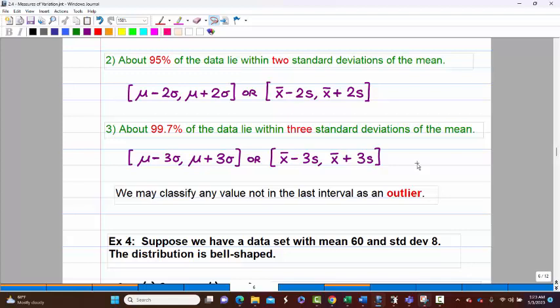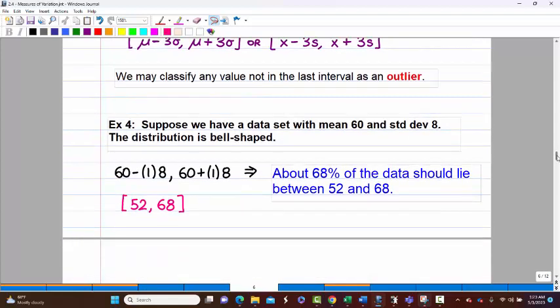Okay, let's look at an example with numbers here. It will help clarify this idea a little bit. So here are some numbers. You've got a mean of 60, a standard deviation of 8, and a bell-shaped distribution.